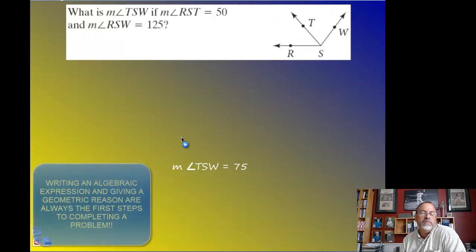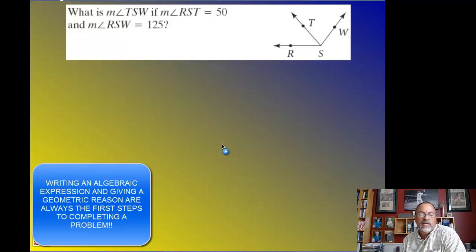What postulate, theorem, or reason definition allows you to do that? See, that's the geometry. It's not about this answer. It's about how did you get there. So let's look at how we can get there.